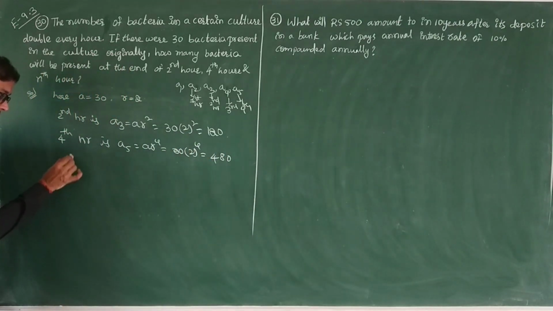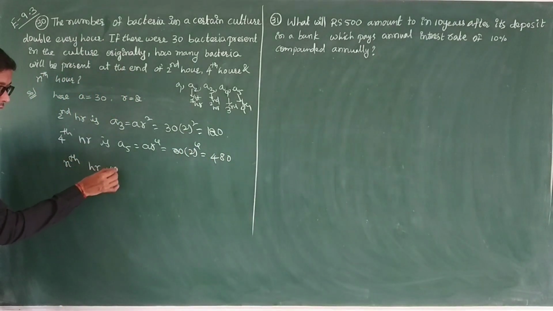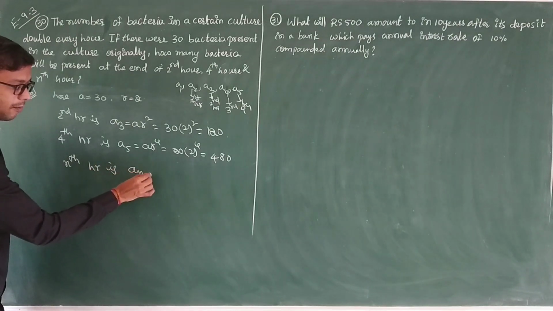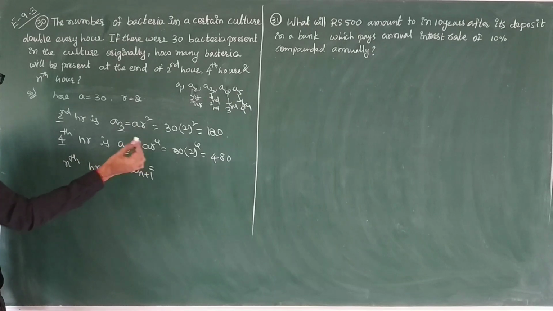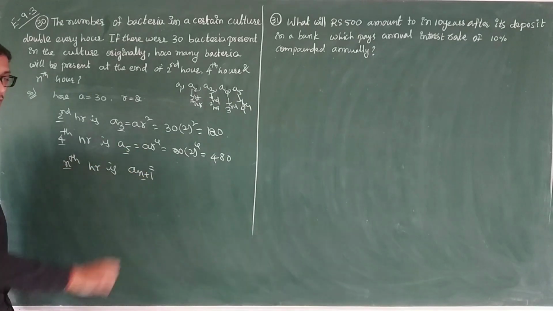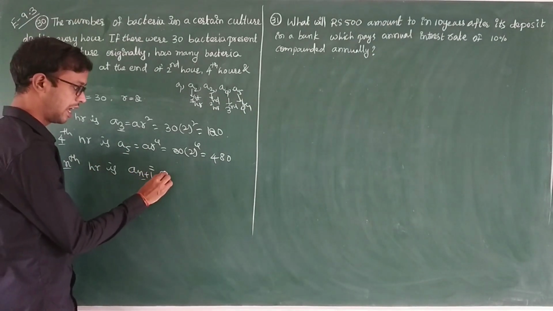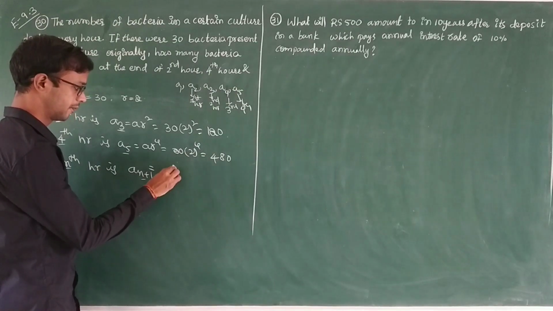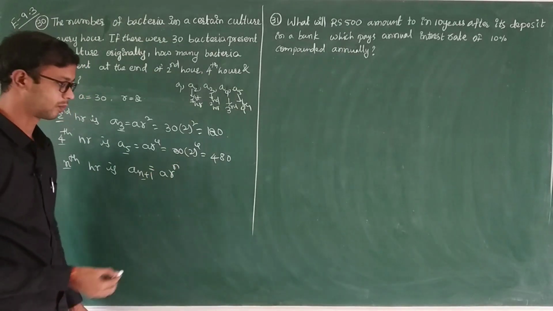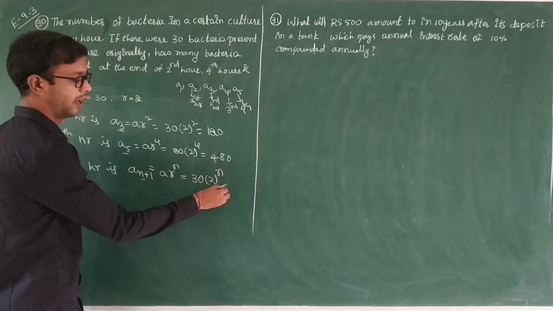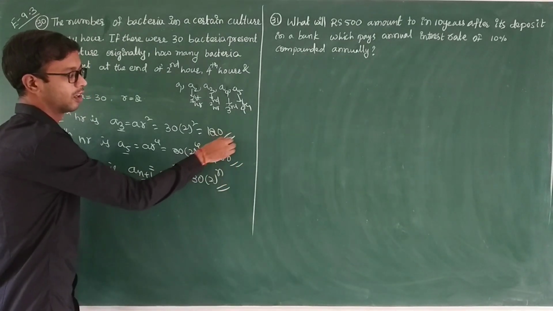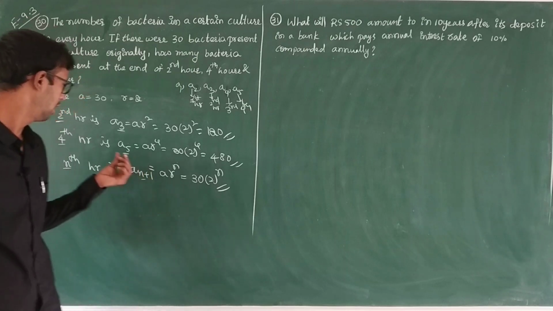Next, the nth hour is A(n+1). Why? Because we have the second hour A3, fourth hour A5, 10th hour A(n+1). So A into R power n: 30 into 2 power n is the nth hour. These two are the second hour and fourth hour.